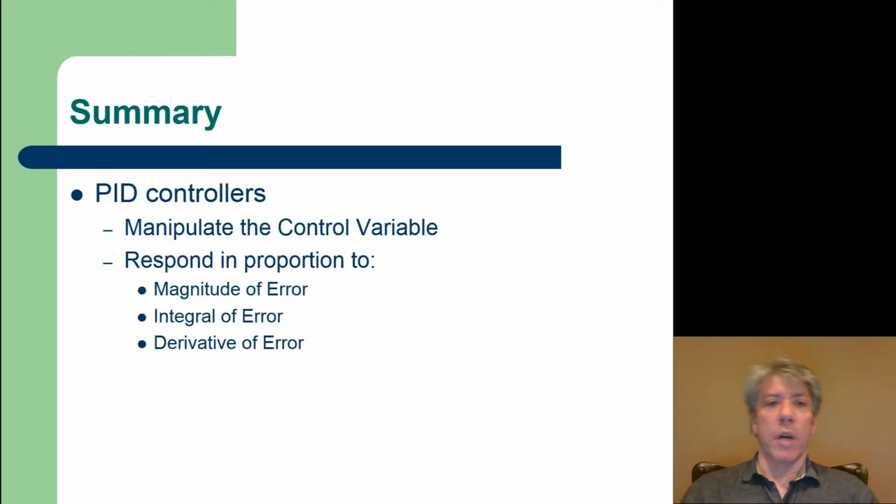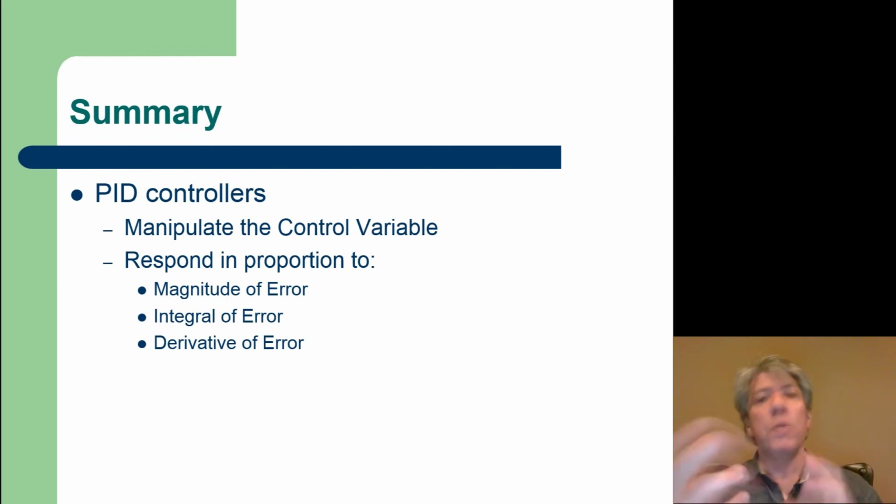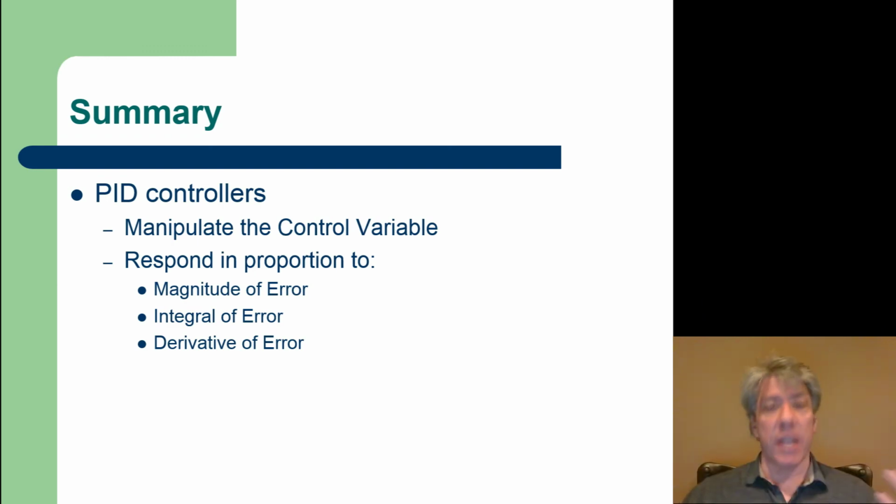So in summary, what we've talked about is that you have to manipulate a control variable in order to change a process variable, and that's what PID controllers do. A PID controller will respond to error. In fact, it'll respond to many different views of the error, if you will. How big the error is, that's the proportional term. The accumulation of error, that's the integral term. And the rate of change of error, that is the derivative term.